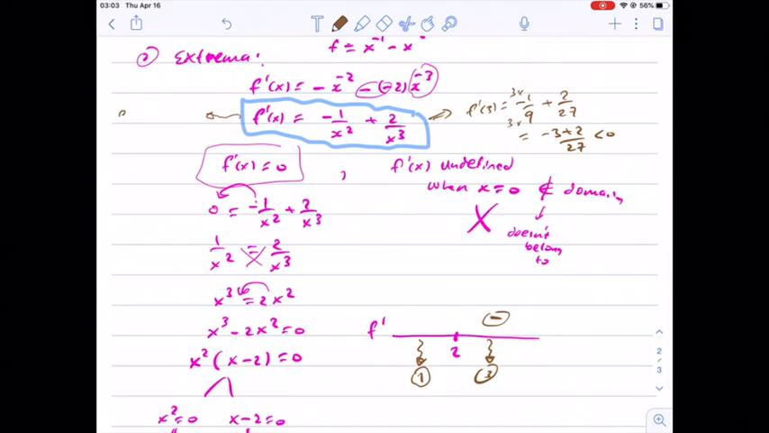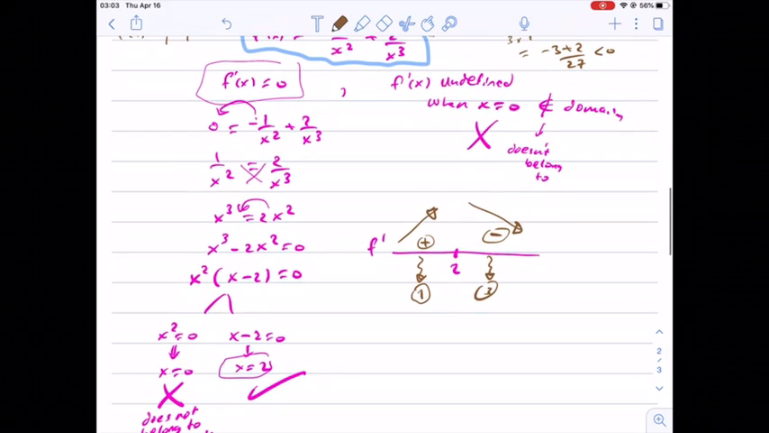Now we choose a value less than 2. Let's choose 1 and plug it into the derivative of the function. We get negative 1 over 1 plus 2 over 1, and that's negative 1 plus 2, which is greater than 0. So the function is increasing here and decreasing here. That means at x equals 2 we have a maximum point, a relative max.